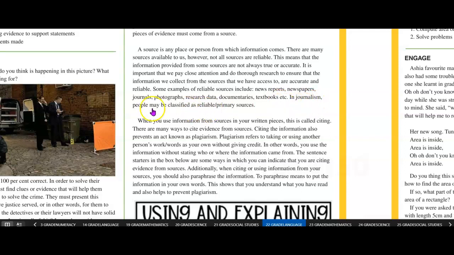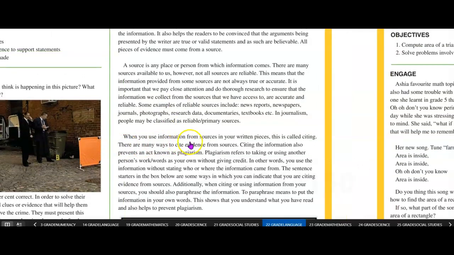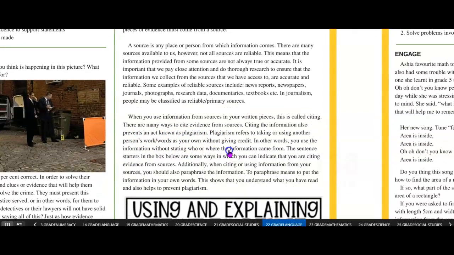In journalism, people may be classified as reliable or primary sources. So if you go to the person and talk to them directly, that's a primary source. When you use information from sources in your writing pieces, this is called citing. There are many ways to cite evidence from sources. Citing the information also prevents an act known as plagiarism.